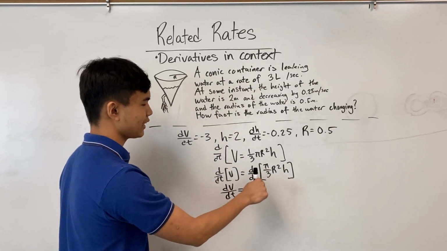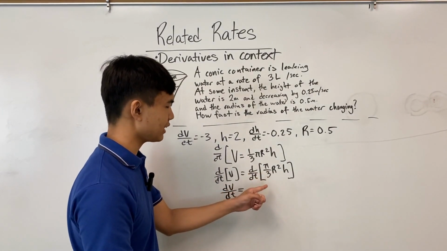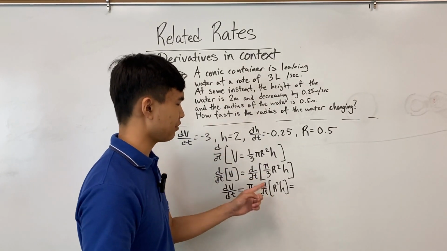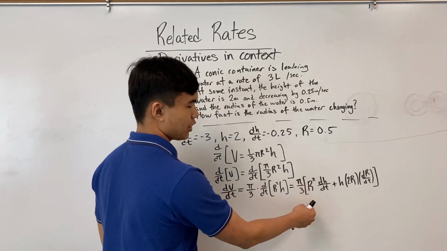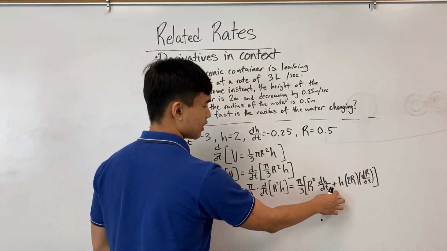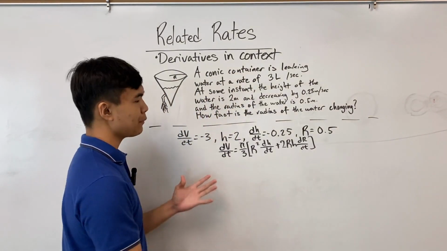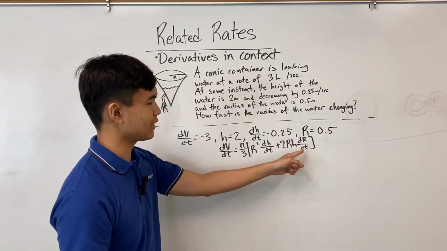On the right side, I can simplify a little bit because pi over 3 is a constant, so I can pull that out of the derivative. And from here, we have to use the product rule to differentiate r squared times h, like so. So I have first the second plus second the first, and all of this is the first because of the chain rule. Now we just have this, and it's a matter of algebra to isolate dr/dt.